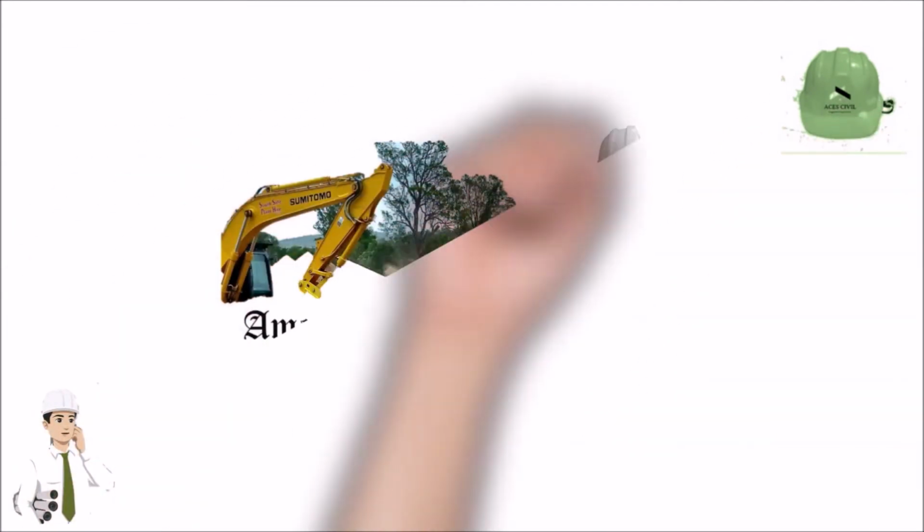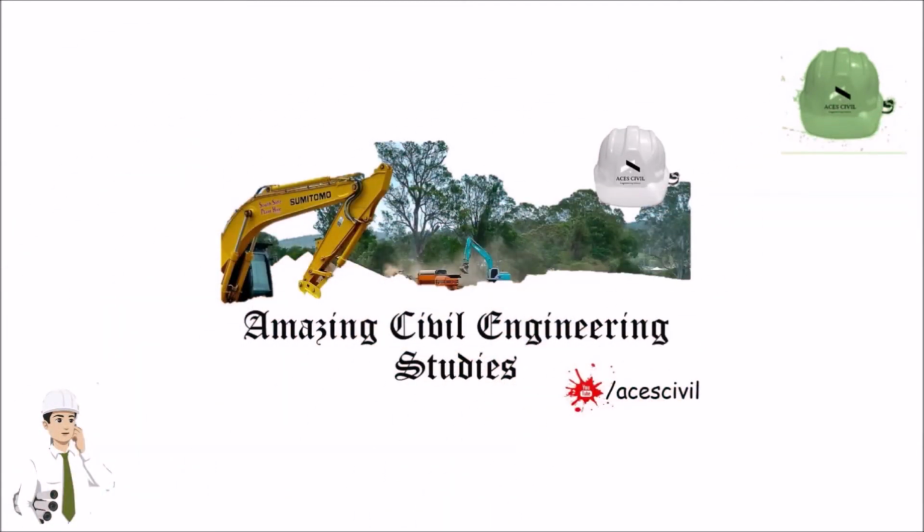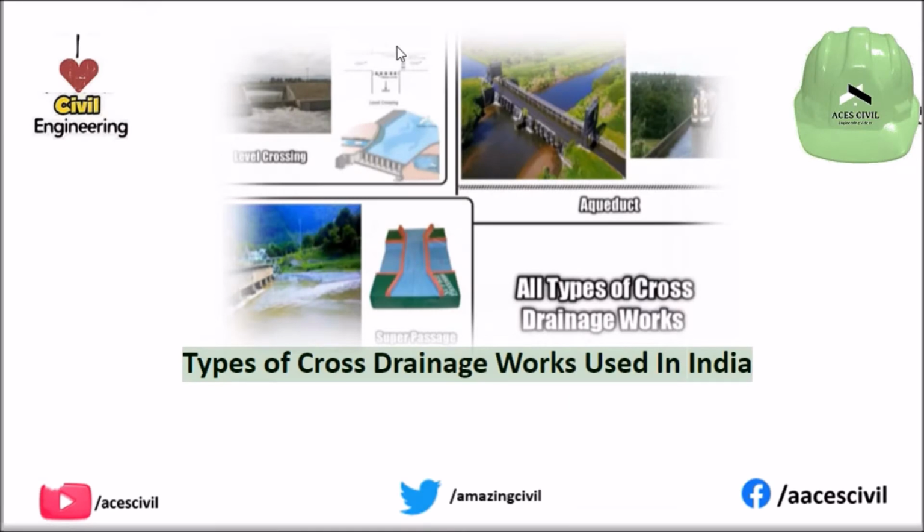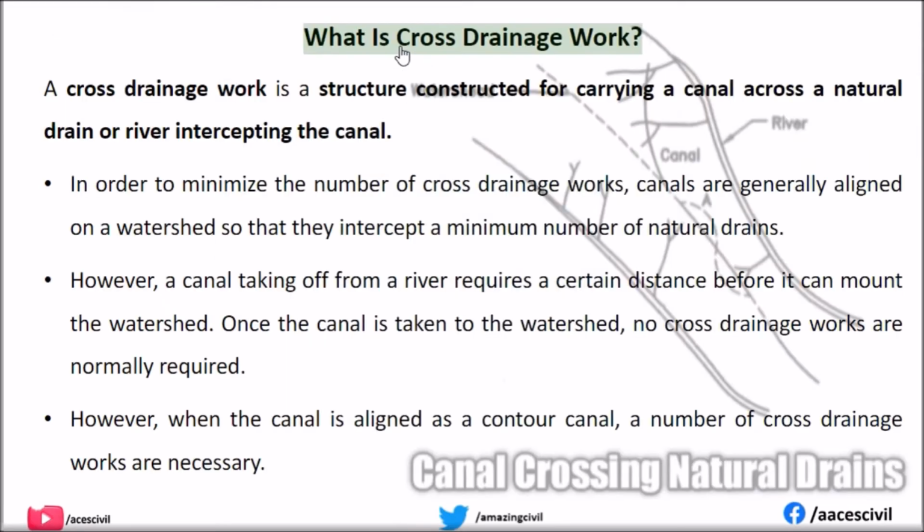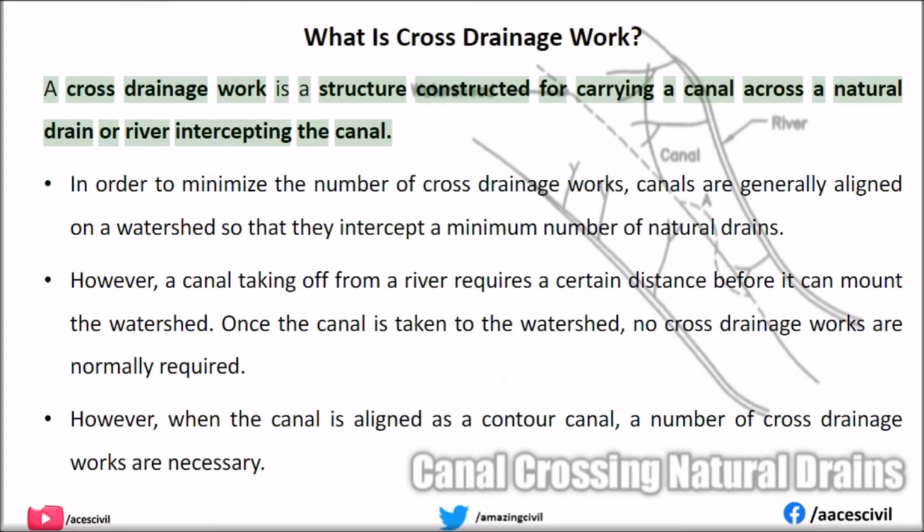In today's video we are going to discuss types of cross drainage works used in India. What is cross drainage work? A cross drainage work is a structure constructed for carrying a canal across a natural drain or river intercepting the canal.